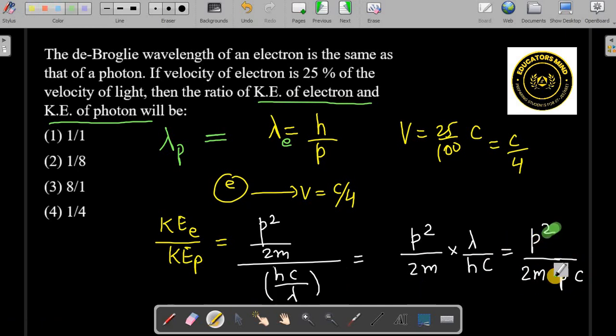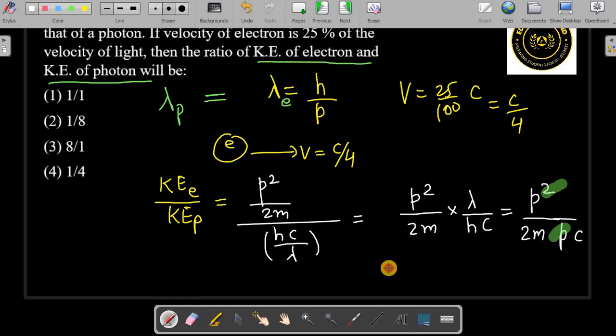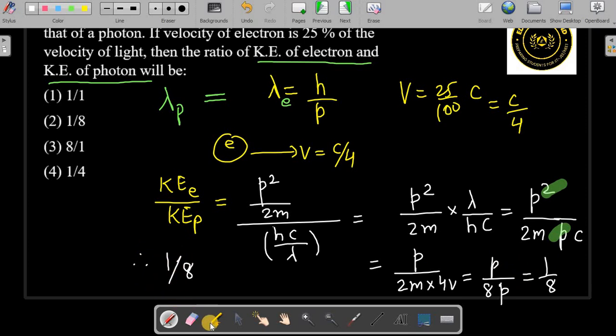I think you can cancel one p, and this p is the momentum of the electron. And this 2m, c can be written as 4 times p, right? 4 times p. So this p and this 8 mv is also the electron momentum. So this will get cancelled, it will become 1 by 8. So finally we are getting the answer as 1 divided by 8. This is the ratio that we are getting. Okay, so option number 2.